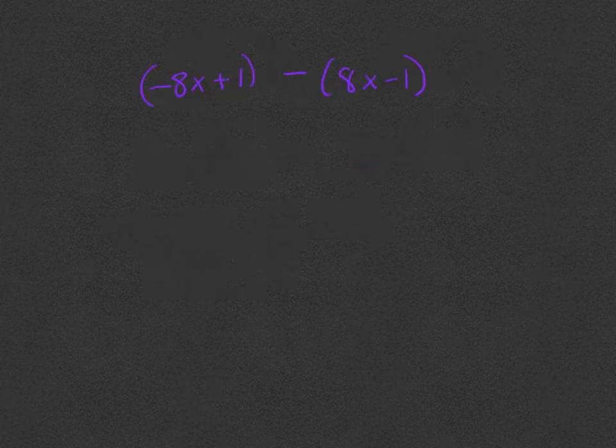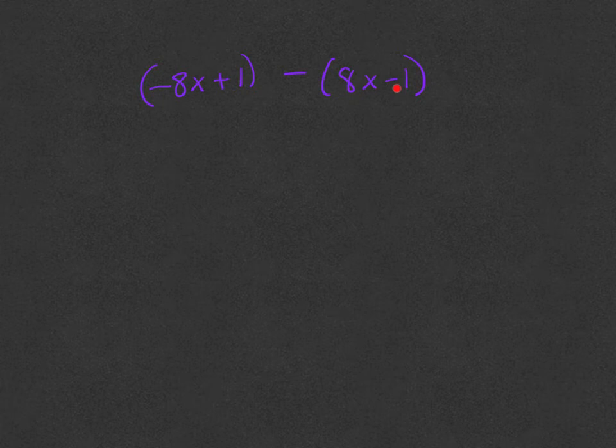Here's our next problem. Now we are subtracting. So when we subtract, we can't just get rid of the parentheses because we're subtracting this whole quantity here. So you can think of it as subtracting the 8x and then subtracting the negative 1, or you can think of it as taking the opposite of 8x and the opposite of minus 1. However you want to think of it, okay?